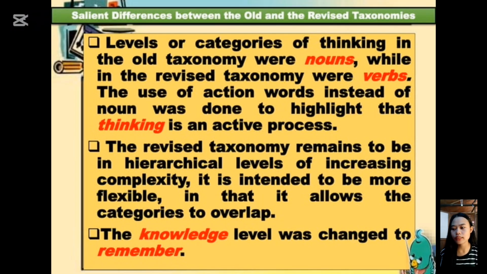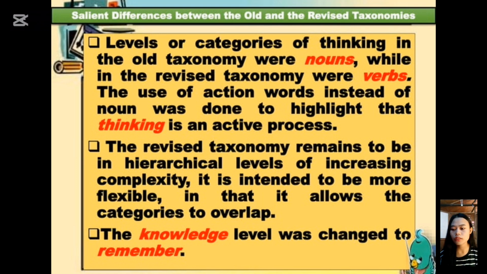Let's proceed to the salient differences between the old and the revised taxonomy. First, levels or categories of thinking in the old taxonomy were nouns, while in the revised taxonomy, they are verbs. The use of action words instead of nouns was done to highlight thinking is an active process.